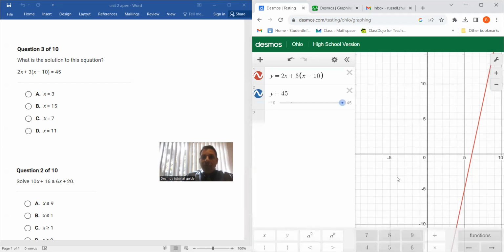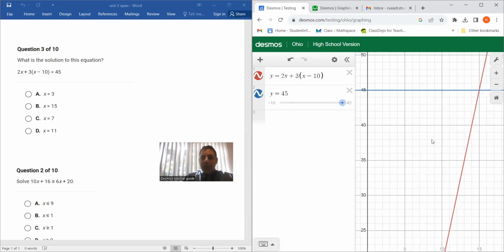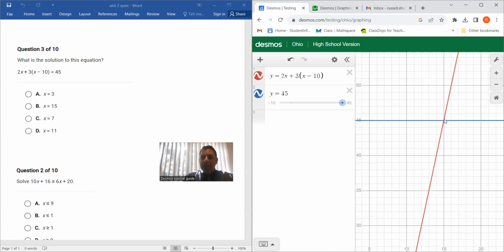Now we'll have to scroll because I'm not seeing where that blue line is. There it is. You find where they intersect, and you get that x is 15, and that would be your answer. Again, the other version of Desmos, you could just punch this right in. You'll get a straight line at 15.